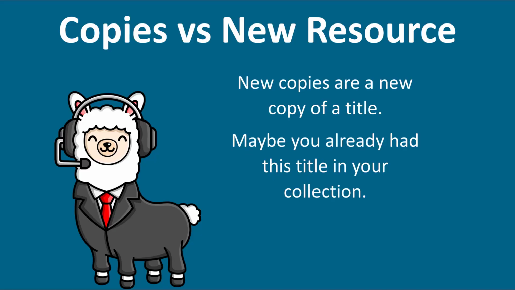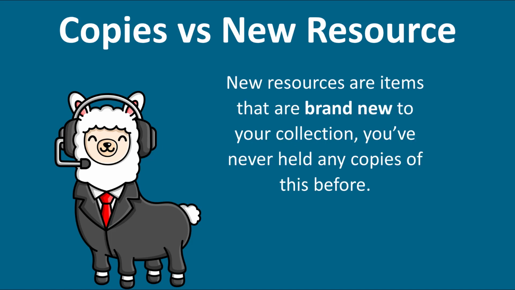When we talk about new copies for this particular update and release feature, they are a new copy of a title. Maybe you already had the title and you've ordered extra copies because it's been so popular. New resources are new titles to your catalogue. You've never had these in your collection before. Some of our libraries add titles that are on order, but they don't want them to appear until the copy actually arrives. This is the perfect way to do that on your OPAC.